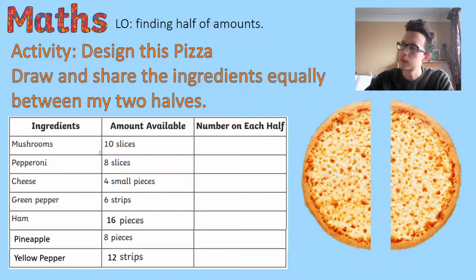Okay, so 10 slices of mushroom. So I want you to put 10 across. 8 slices of pepperoni. 4 small slices of cheese, small pieces of cheese, 6 strips of green pepper, 16 pieces of ham, 8 pieces of pineapple, and 12 strips of yellow pepper. Okay, so good luck with sharing those pieces out.